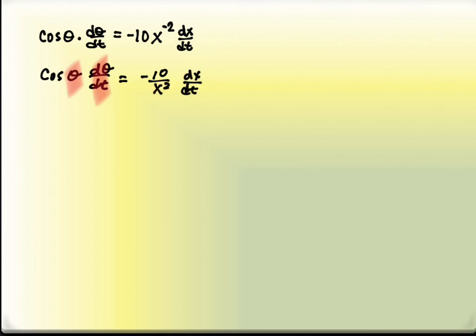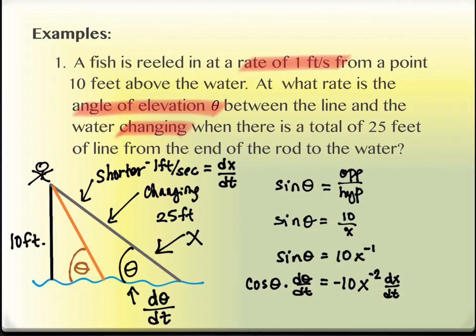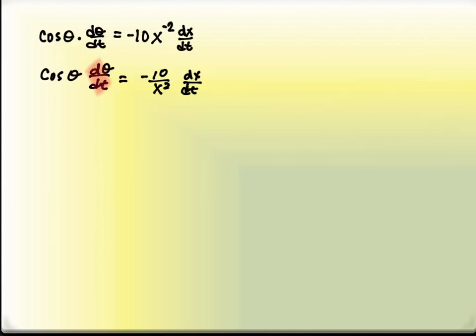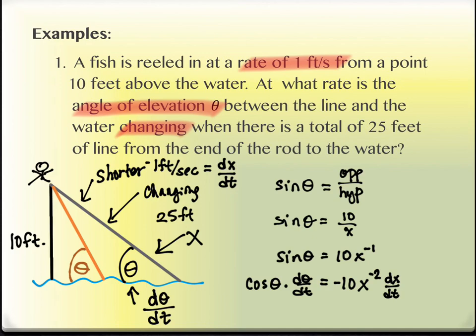Can you tell which of these four you're needing to find? What is it asking you to find in this question? Which of those four quantities does it ask you to find? d theta dt. You got it. So this is the one it's asking you to find. It's highlighted second here. It says the angle of elevation theta is changing. At what rate? Here's the word rate up here. So I need to find d theta dt.